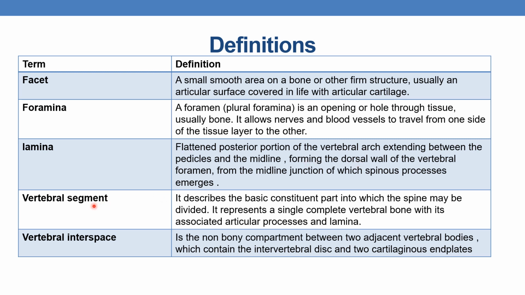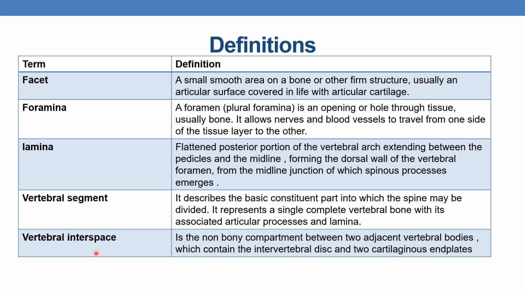The next is vertebral segment. What is a vertebral segment? It describes the basic constituent part into which a spine may be divided. Vertebral segment is the basic unit in which the spine may be divided. It represents a single complete vertebral bone with its associated articular processes and lamina.